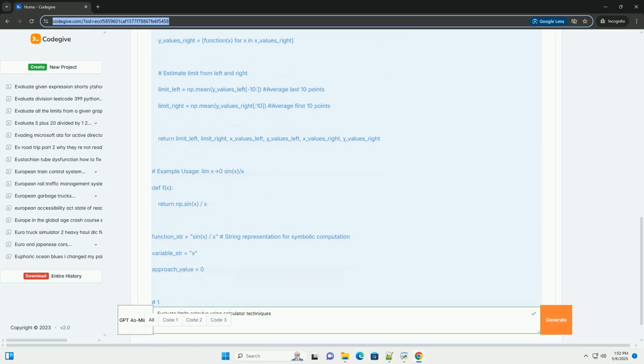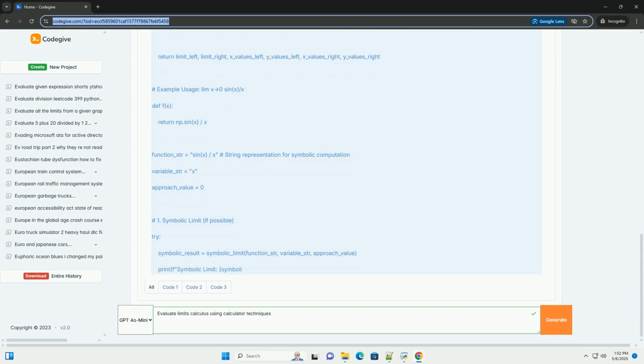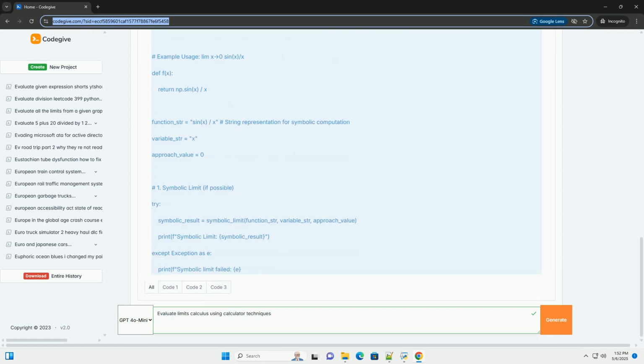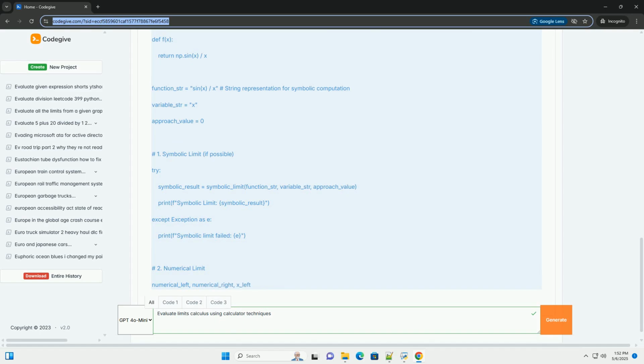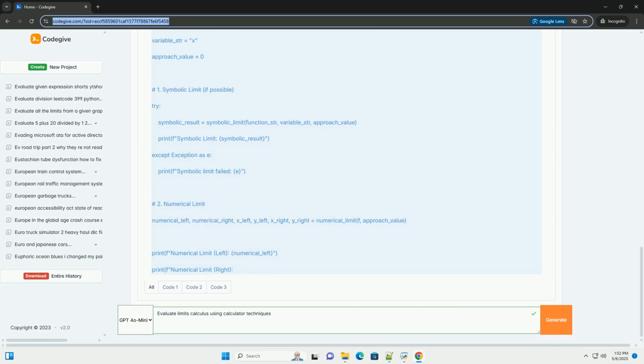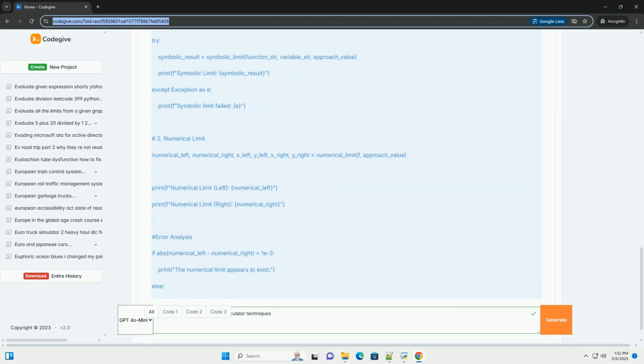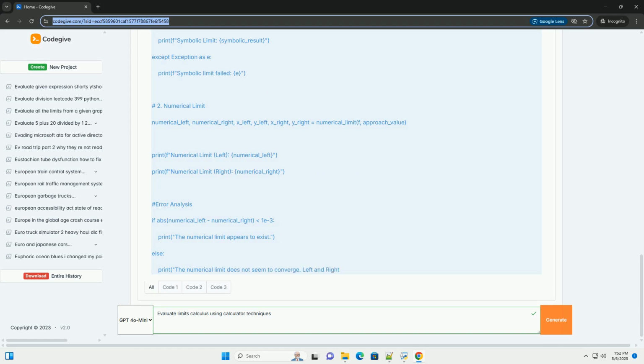Before we jump into calculators, let's solidify what a limit is. The limit of a function f(x) as x approaches a value a, written as lim x→a f(x) = L, is the value that f(x) approaches as x gets arbitrarily close to a, but not necessarily equal to it. The function itself might not even be defined at x equals a.